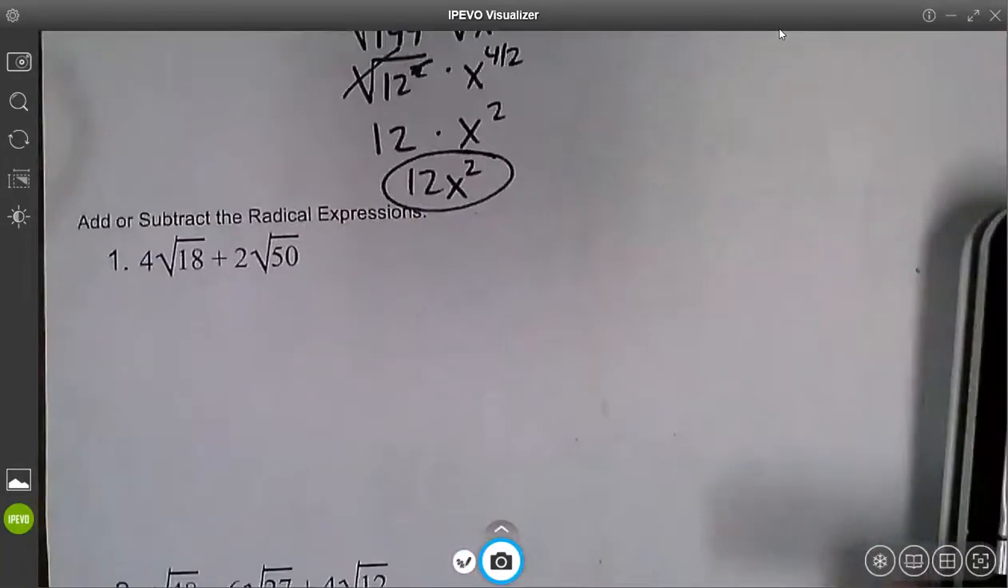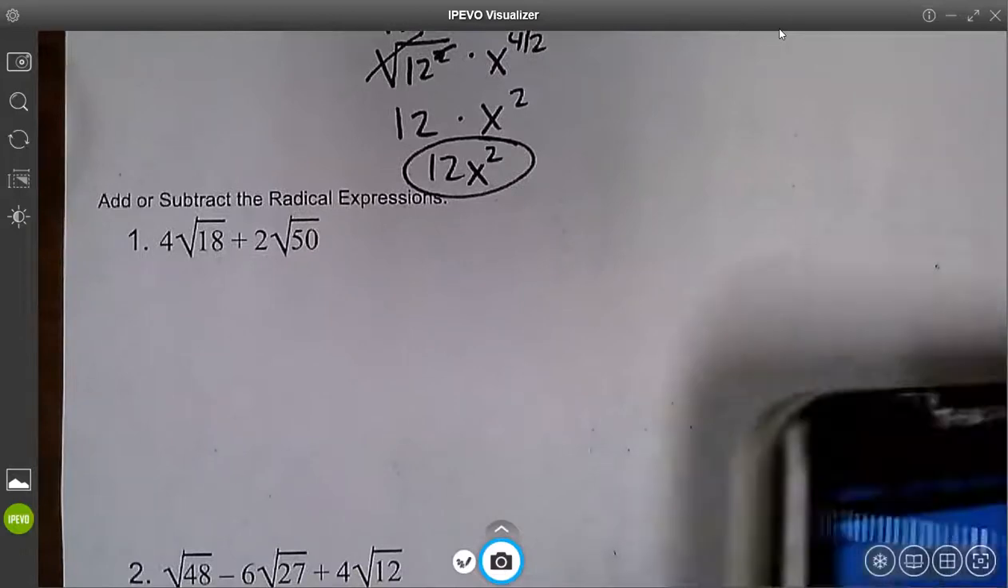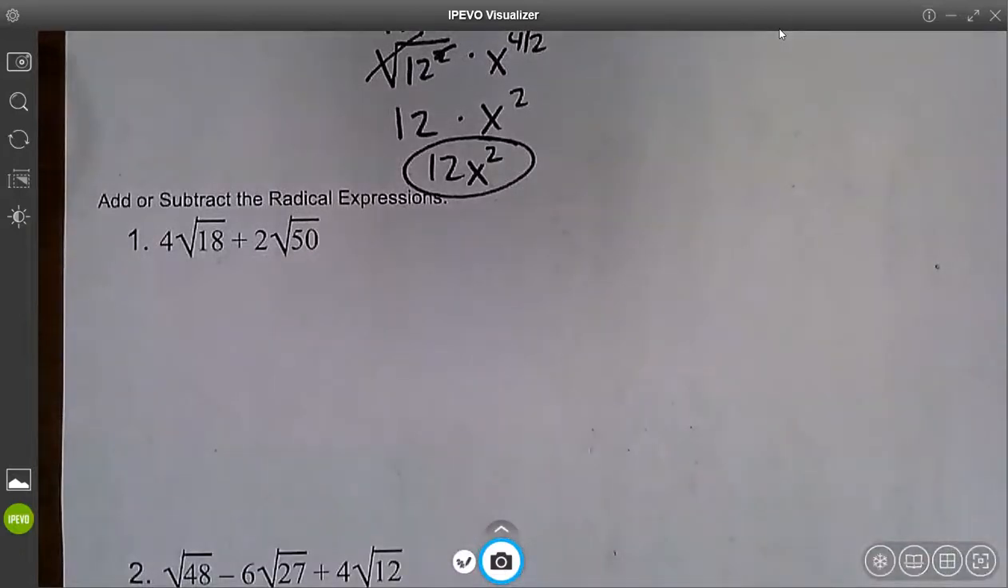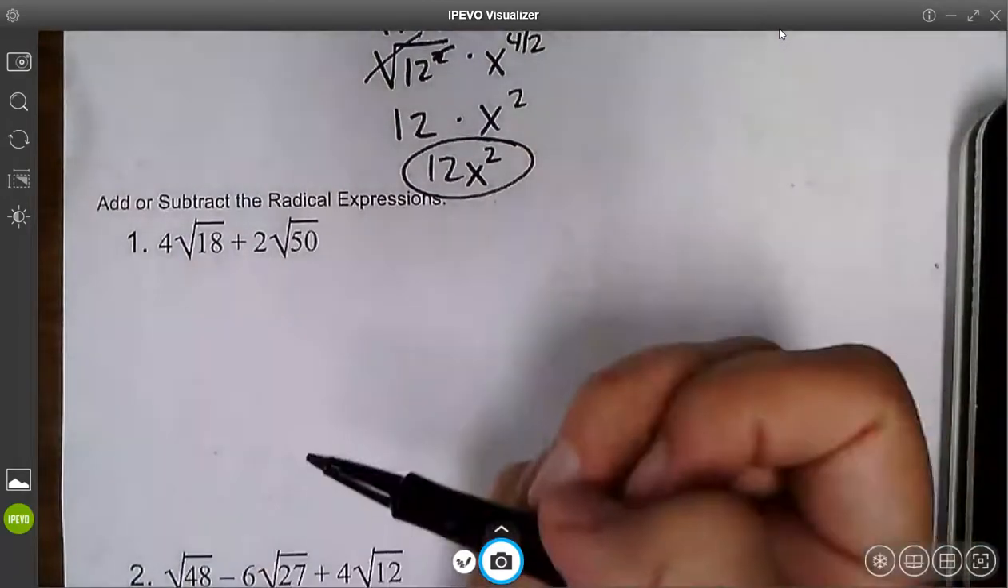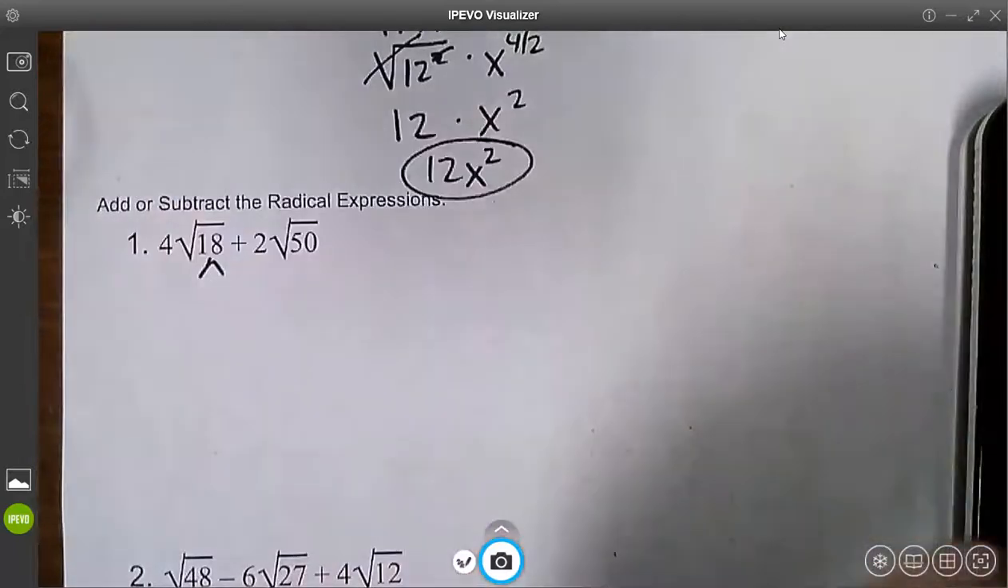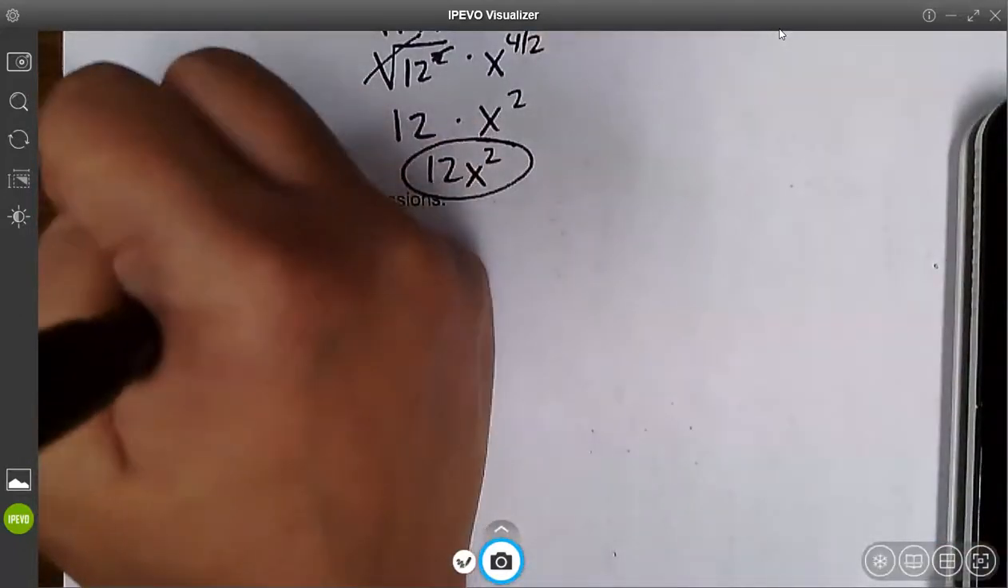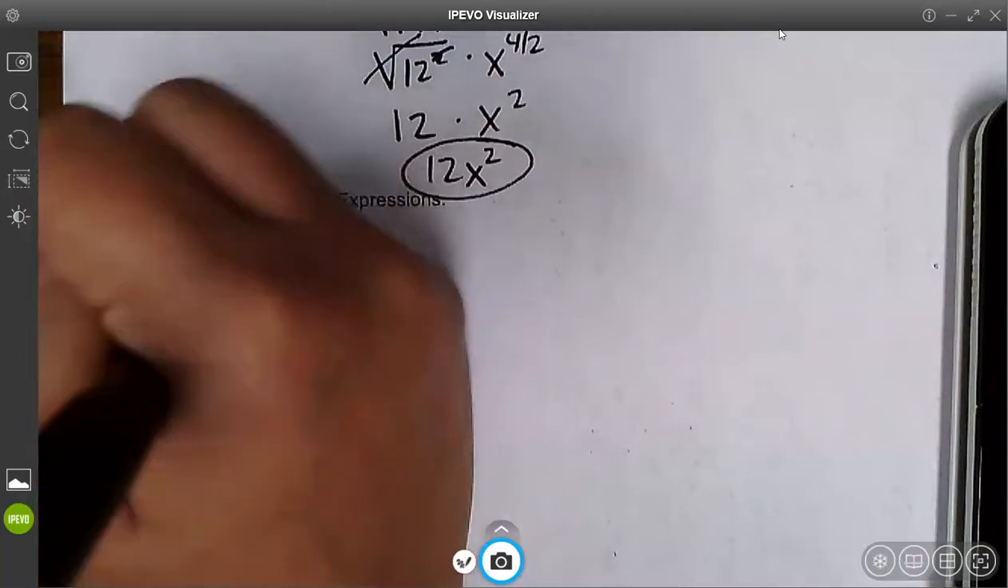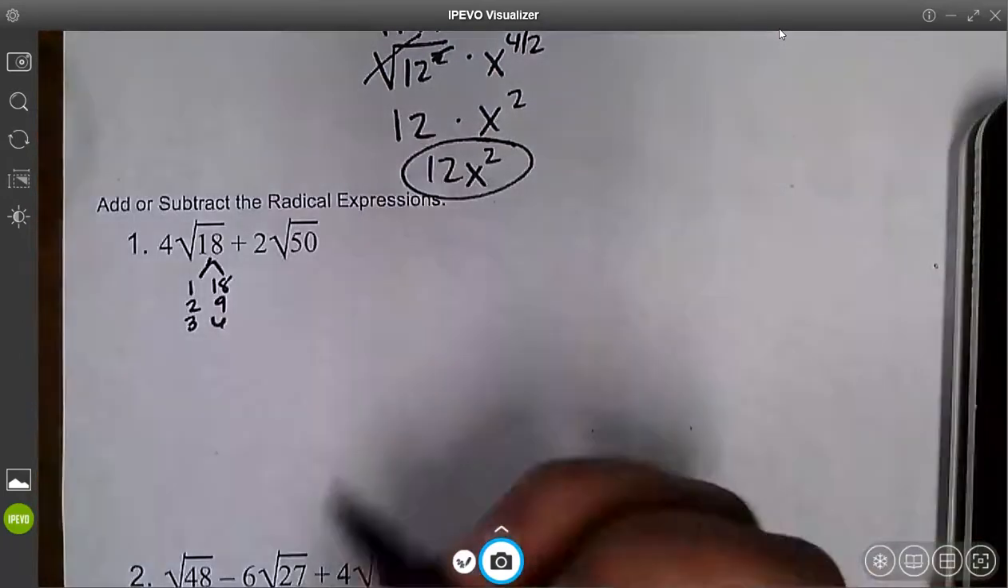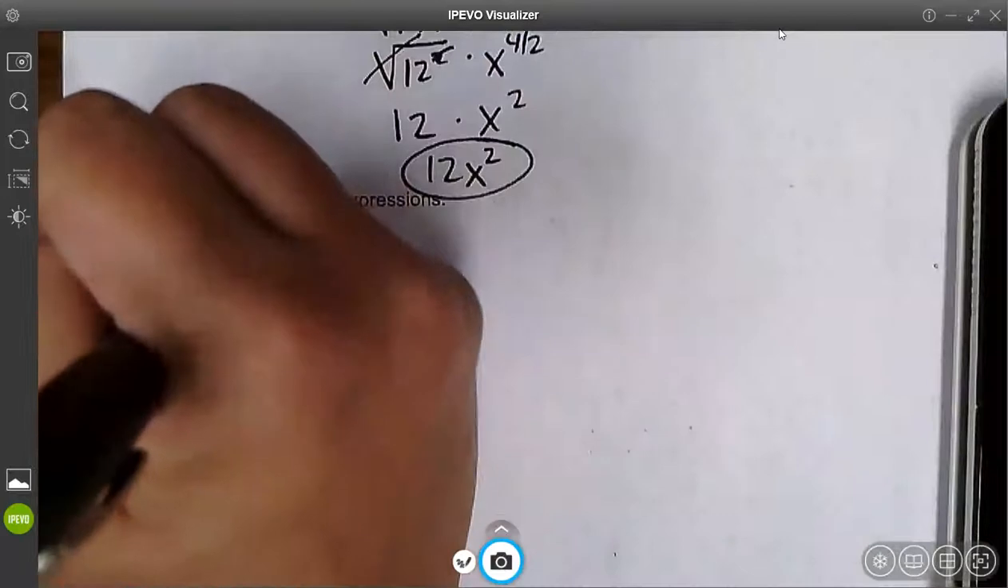When you add or subtract, you have to have the same radicand. So it's like having like terms with a variable. You have to have the same thing underneath the radical. So first I'm going to simplify these radicals. So 18 is not as simplified as it goes. I need to list my factors of 18. 1 and 18, 2 and 9, 3 and 6. My biggest perfect square is 9.